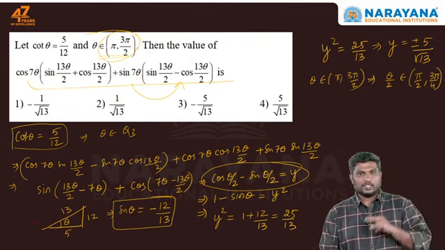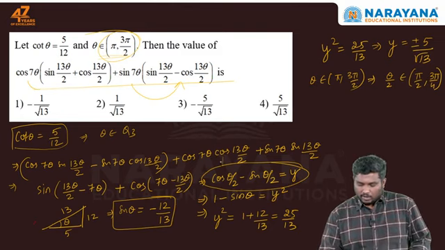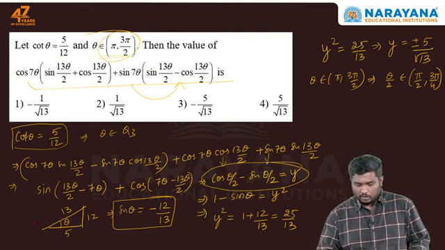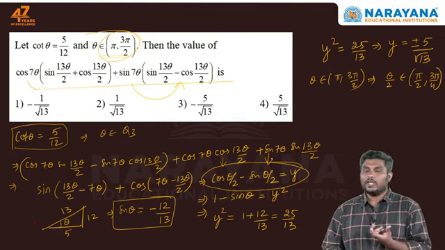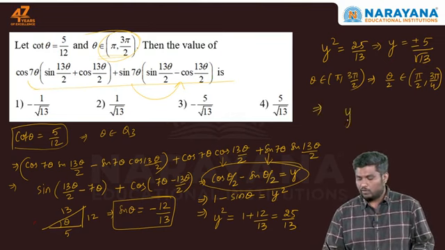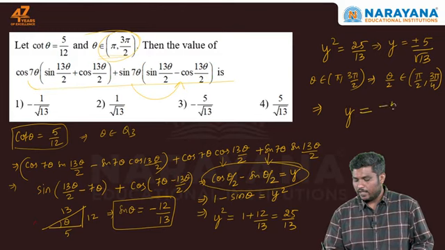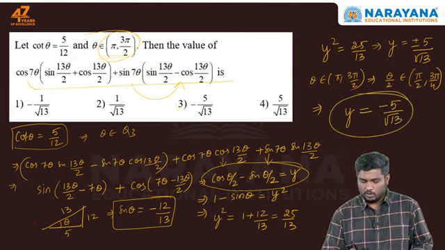Okay, which is in the second quadrant. In the second quadrant cos is negative, sin is positive, so this total value is going to be negative. So what is the y value? y is equal to minus 5 by root 30, which is option 3.